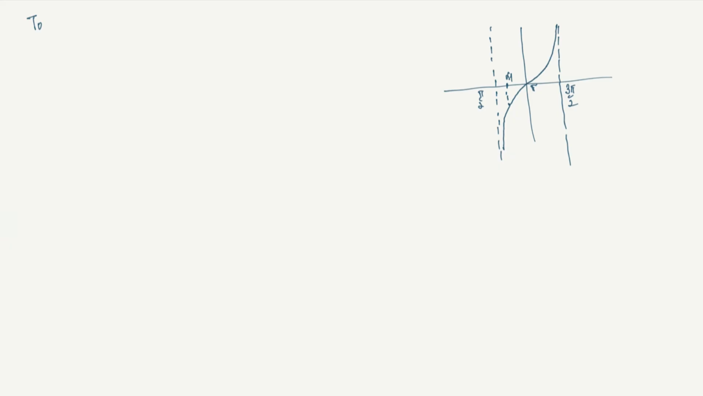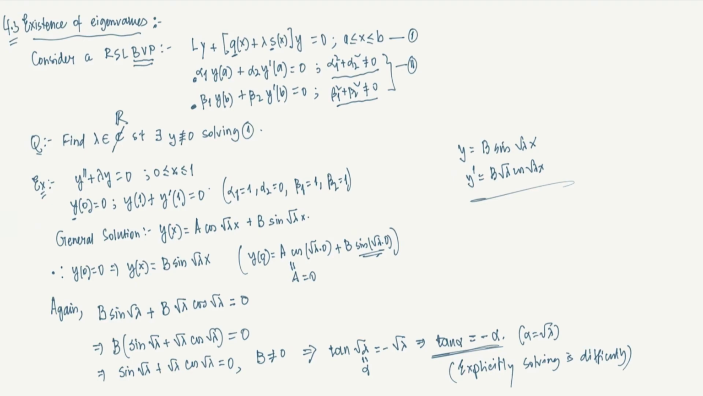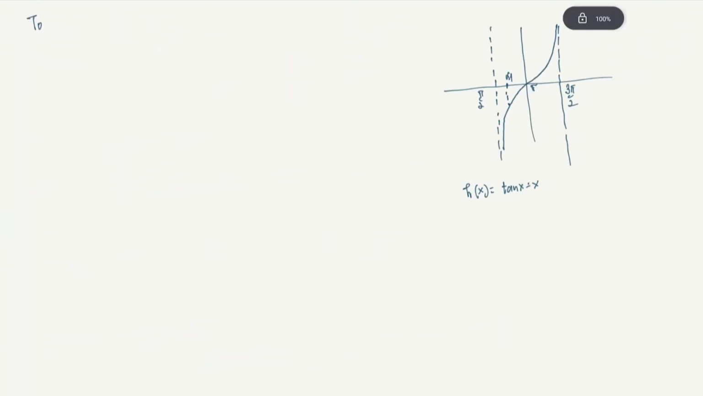Even if you are not convinced about it, what you can do is this. You write it like this. Let's say h of x is tan x minus x, right? That was the possible tan x plus x. And here you fix x between pi by 2 and 3 pi by 2.